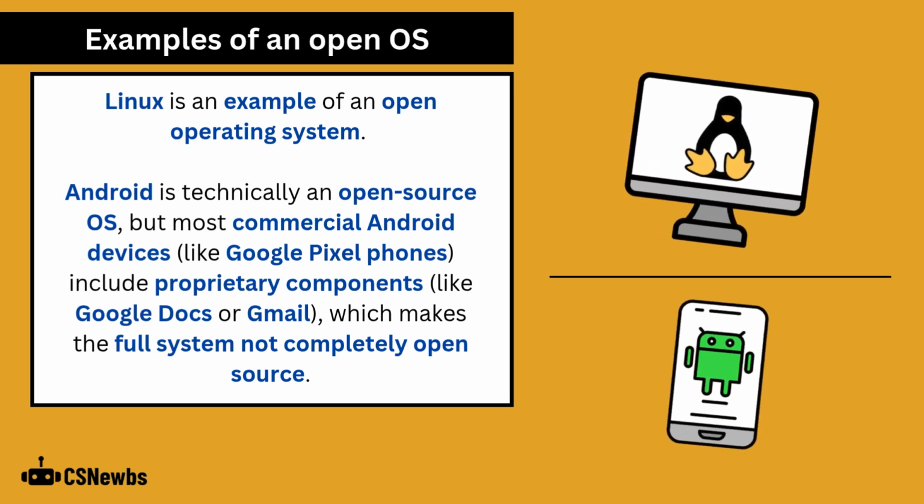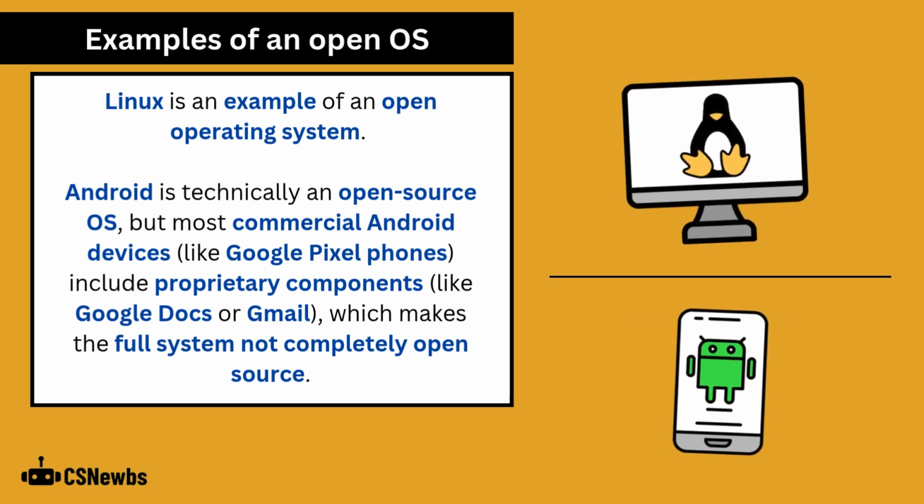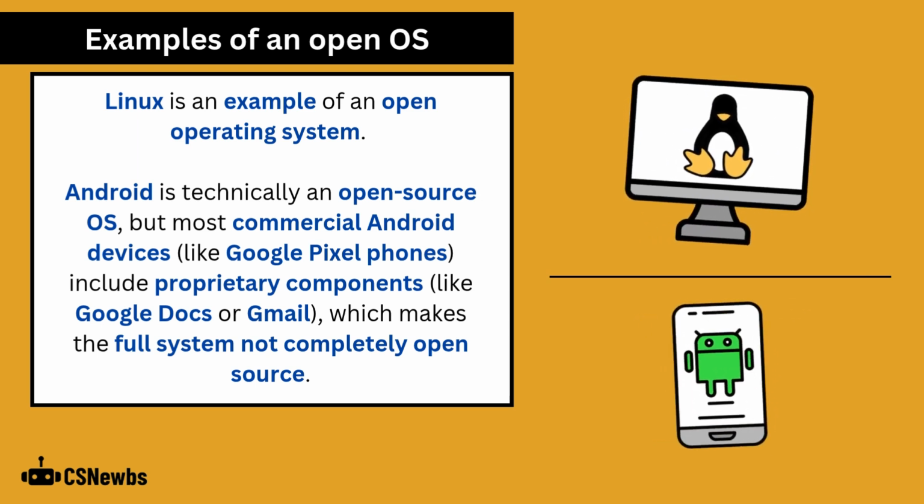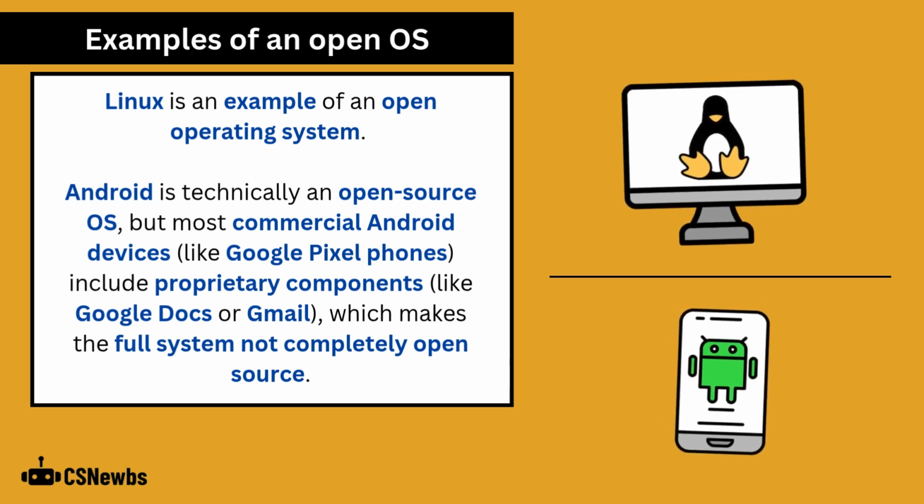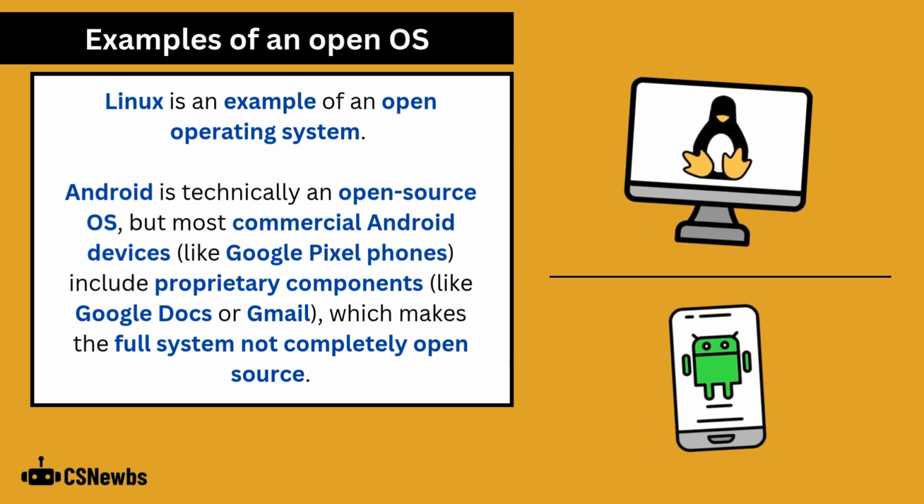Android is technically an open source operating system too, but most commercial Android devices like Google Pixel phones include proprietary components like Google Docs or Gmail, which makes the full system not completely open source.